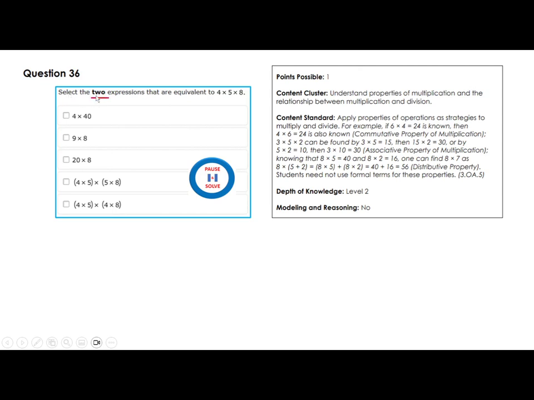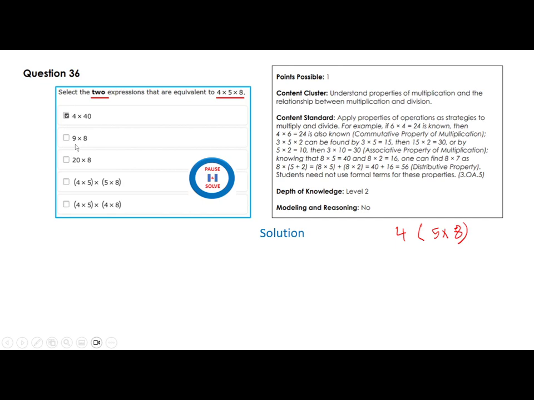Select two expressions that are equivalent to this. Let's see the first one. What is 4 times 40? Where is this 40 coming from? If I multiply 5 times 8, I get 40, right? So that's a good answer. It's more like I did 4 times 5 times 8. So 5 times 8 is 40, times 4, that's a good answer.